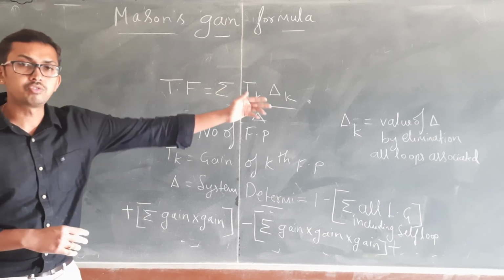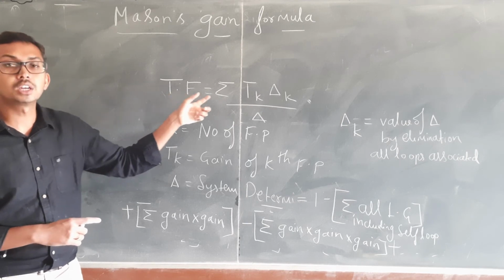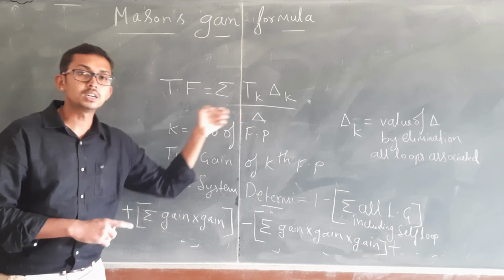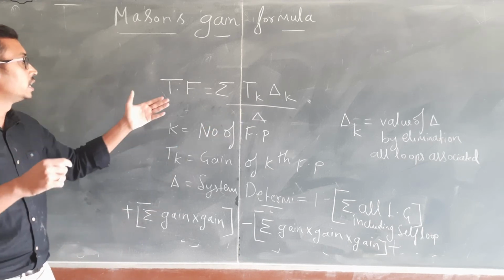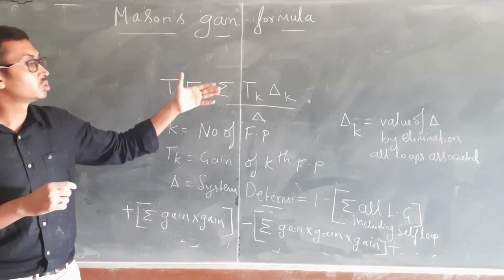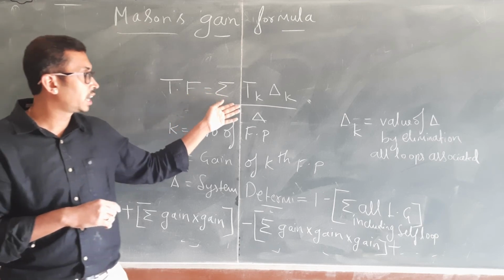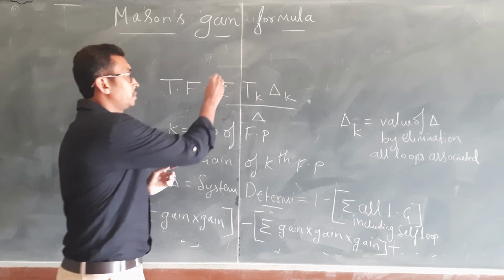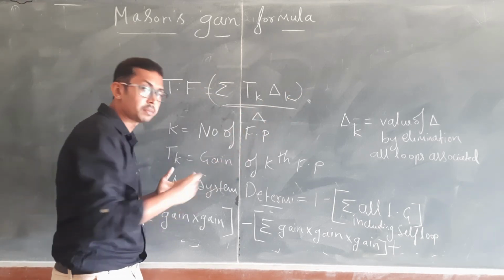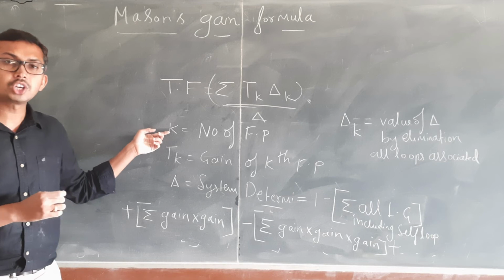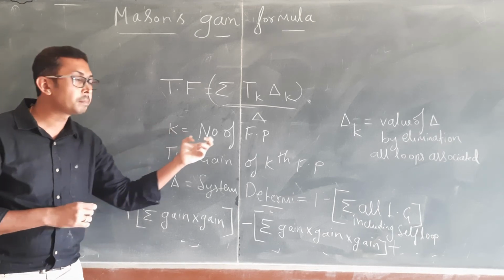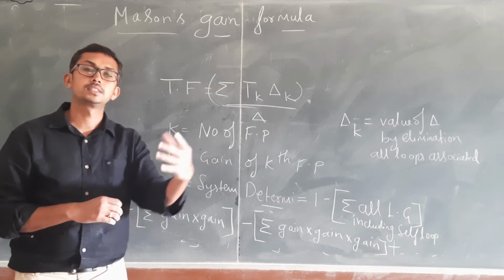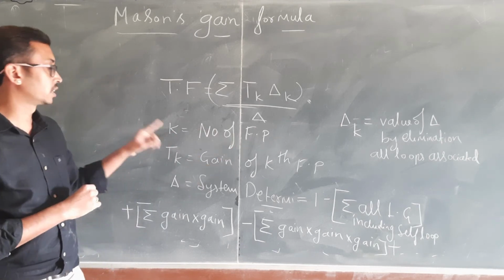So here is the formula. The transfer function is equal to summation of Tk delta k divided by delta. I will repeat once again. The transfer function is equal to summation of Tk delta k divided by delta. This is the summation, divided by delta. What is the meaning of k? It means the number of forward paths in the given signal flow graph. So that is the k.